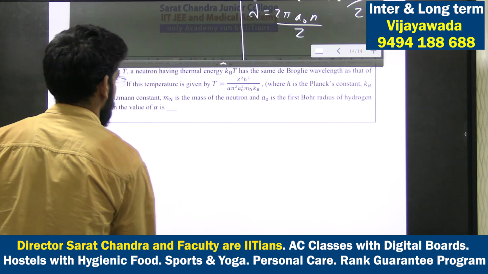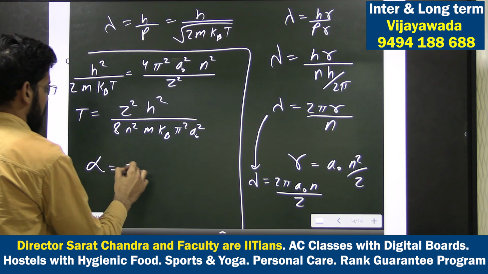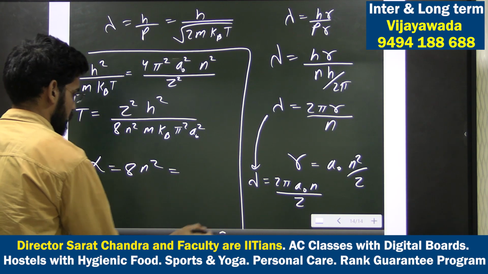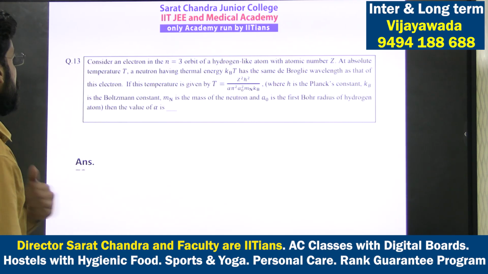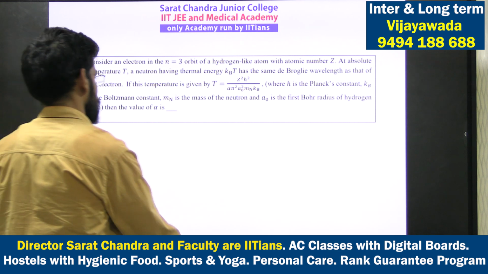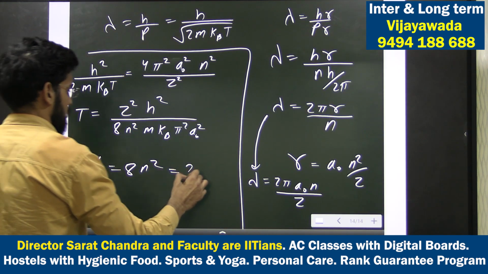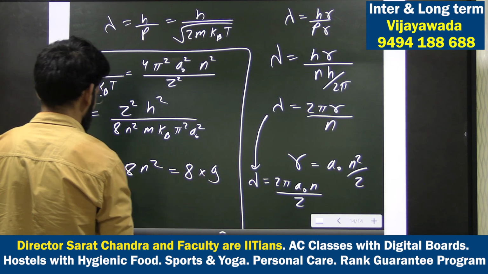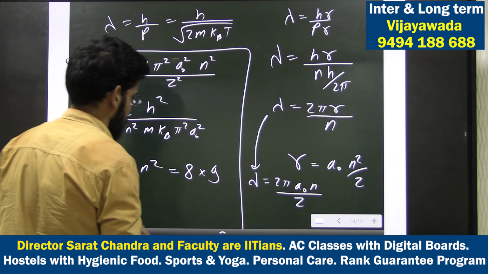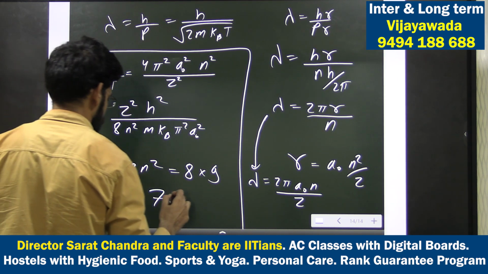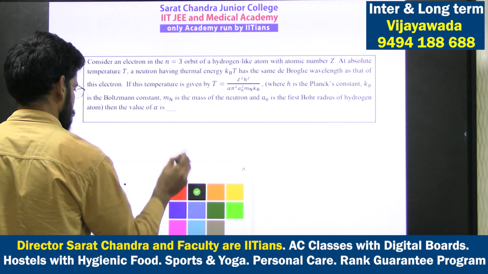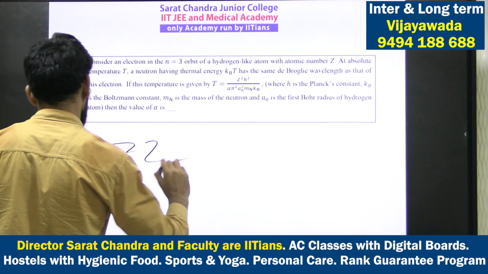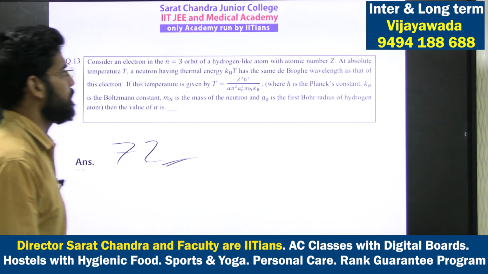So alpha is nothing but your 8 n square. N square he gave, n value how much? He said for n equal to 3, in the first line. So put the value of 3, 8 into 3 square, 9. So alpha is how much? 9 times 8 is 72. So 72 is your final answer. Okay, next question.